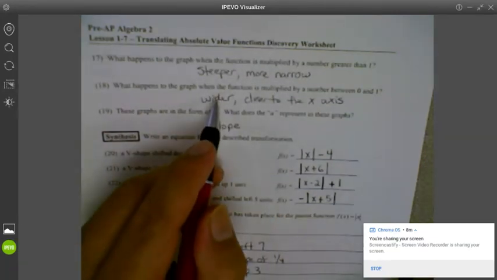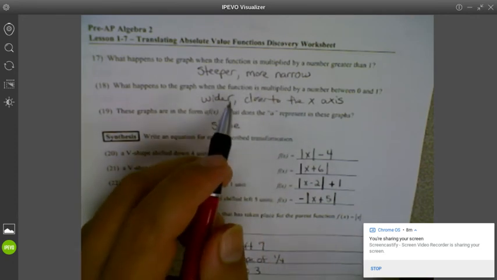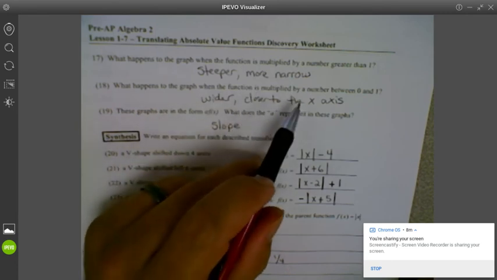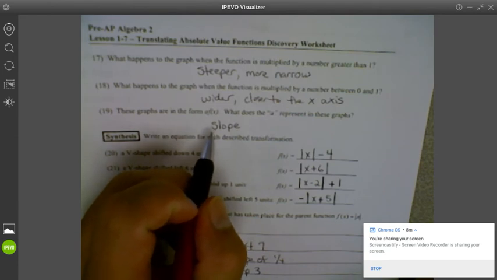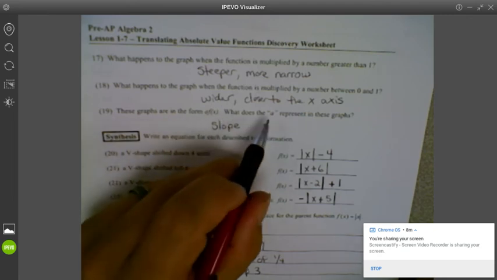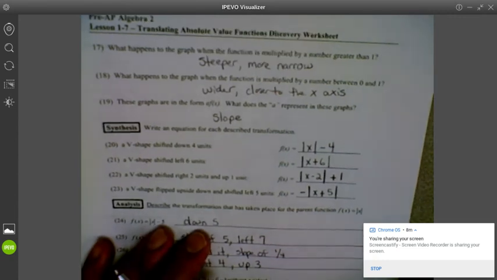What happens to the graph when it is multiplied by a number between 0 and 1? So that means a fraction, a small number. It's going to get wider, and it's going to be closer to that x-axis, right? It's going to be a lot wider. The slope is going to be smaller there. These graphs are in the form a f of x, which means a is that number out in front. So what does the a represent? That a represents the slope.